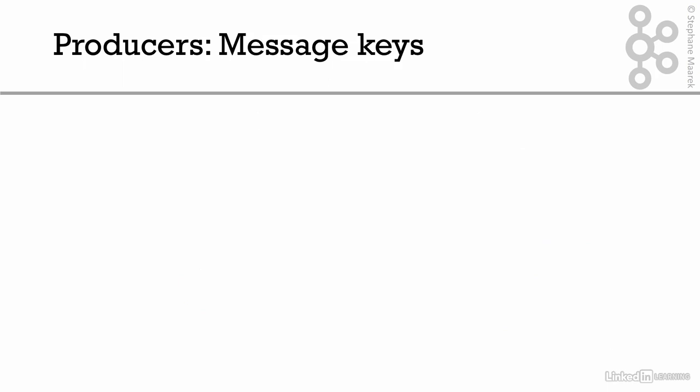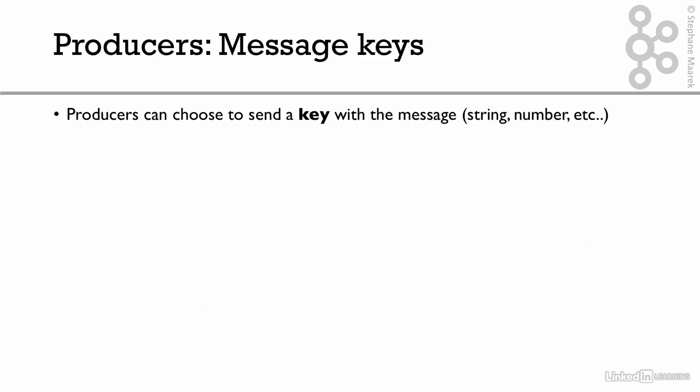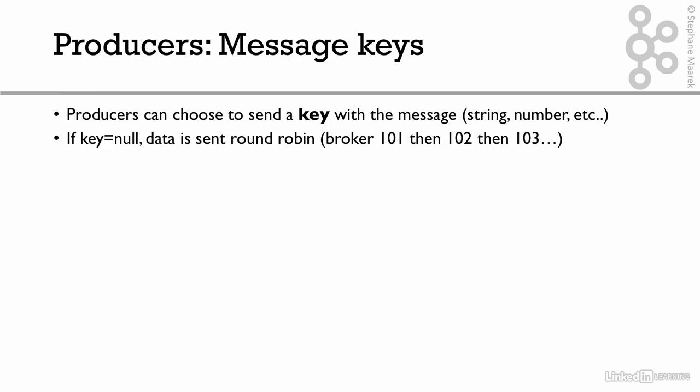Now, let's talk about message keys for producers. Producers can choose to send a key with the message. The key can be anything you want: a string, a number, whatever. If the key is not sent, so key equals null, then the data will be sent round robin, as we saw before. The first message goes to broker 101, the second to broker 102, and so on. It round robins across the partitions and therefore across the brokers.